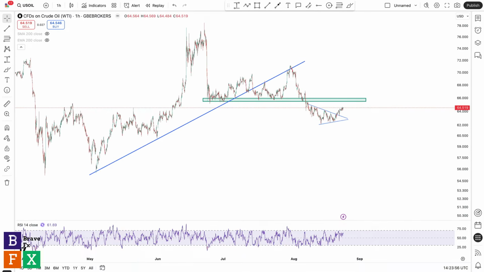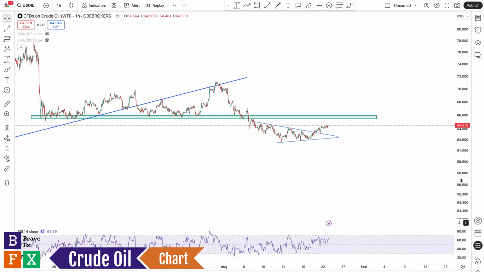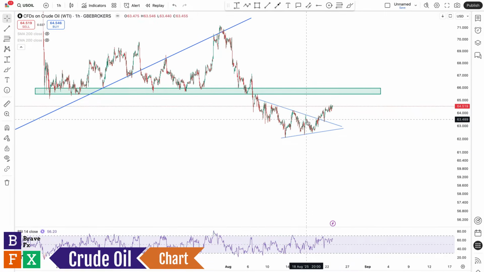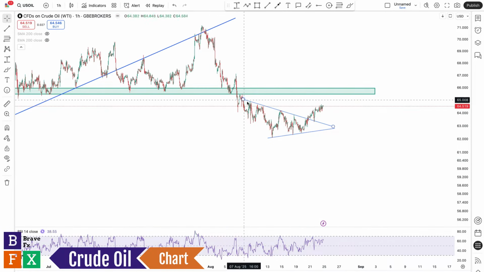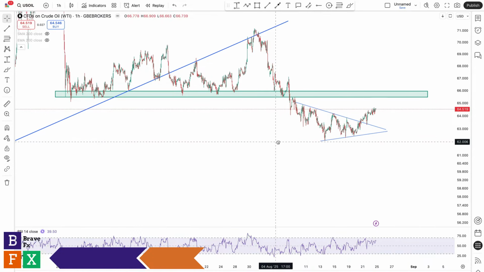Moving on, we'll be talking about crude oil. So crude oil, last week I went short. Unfortunately, I was wiped out. My price hit my stop loss, as I explained last week. I was willing to take the risk to go short, and I also explained the possibility of price taking out this trend line, which was the best course of action for those who watched last week's video.